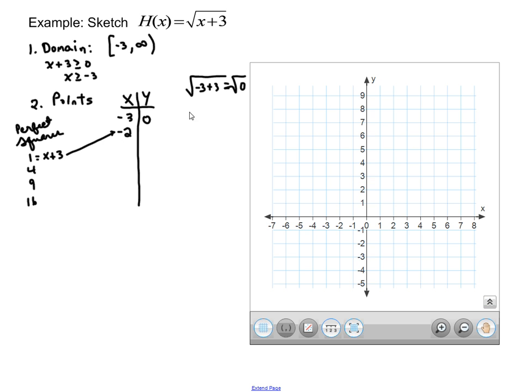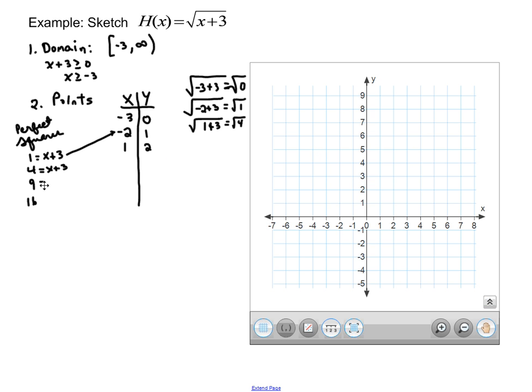And if I put in negative 2 for x, look at what happens. Negative 2 plus 3 is what gives me the square root of 1. And so my output here will be 1. Well, what would you have to add to 3 to get 4? In this case, that's easy also. We just have to add 1. So if we put in 1 for x, we'd be taking the square root of 1 plus 3, which is the square root of 4. And the result of that will be 2.